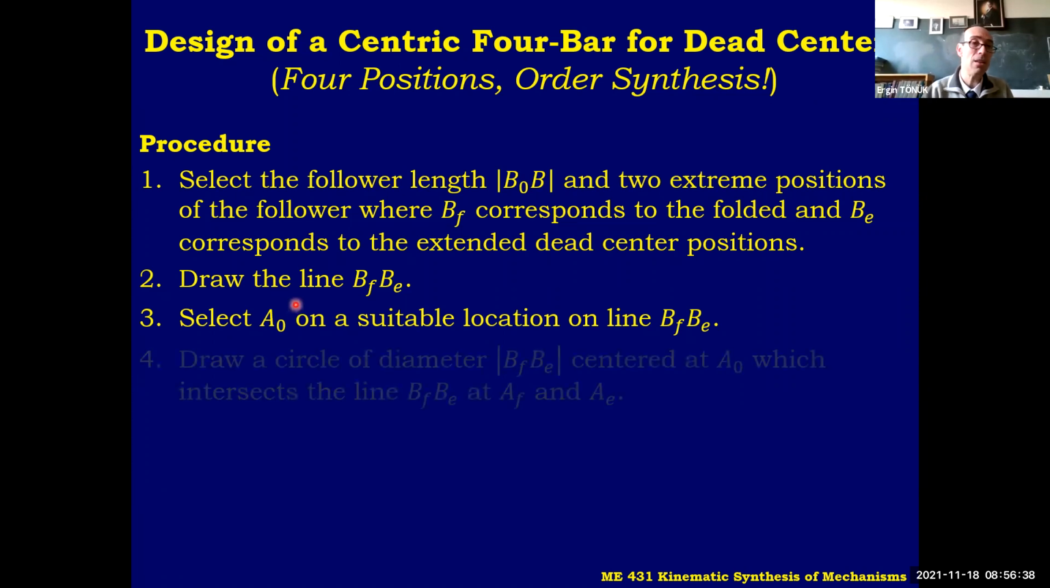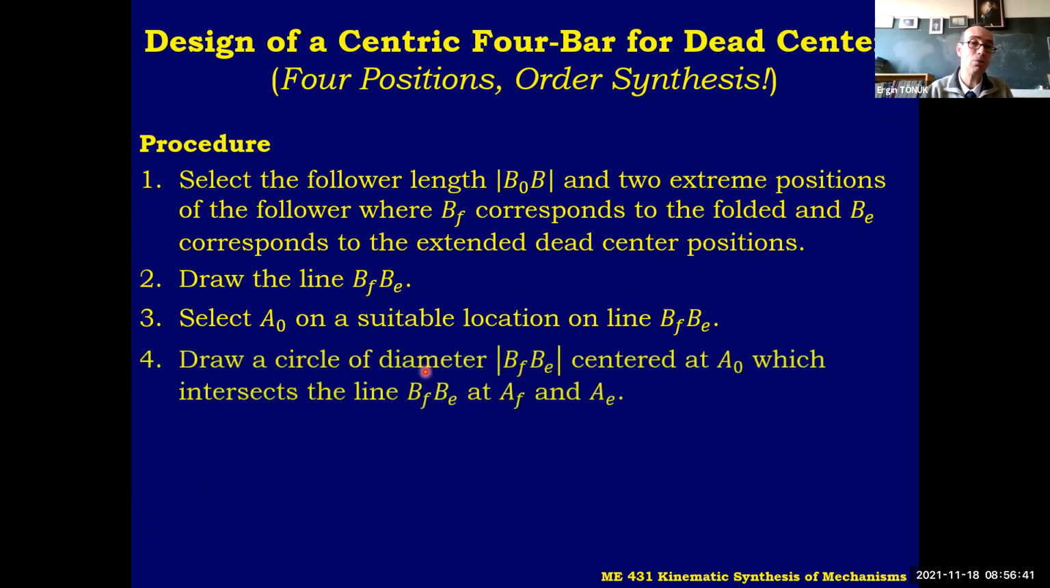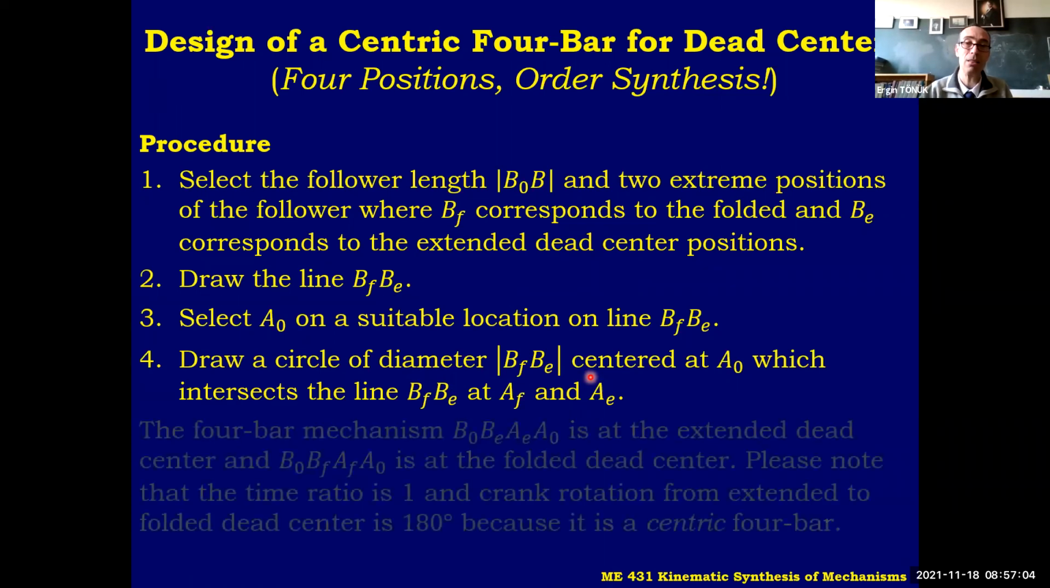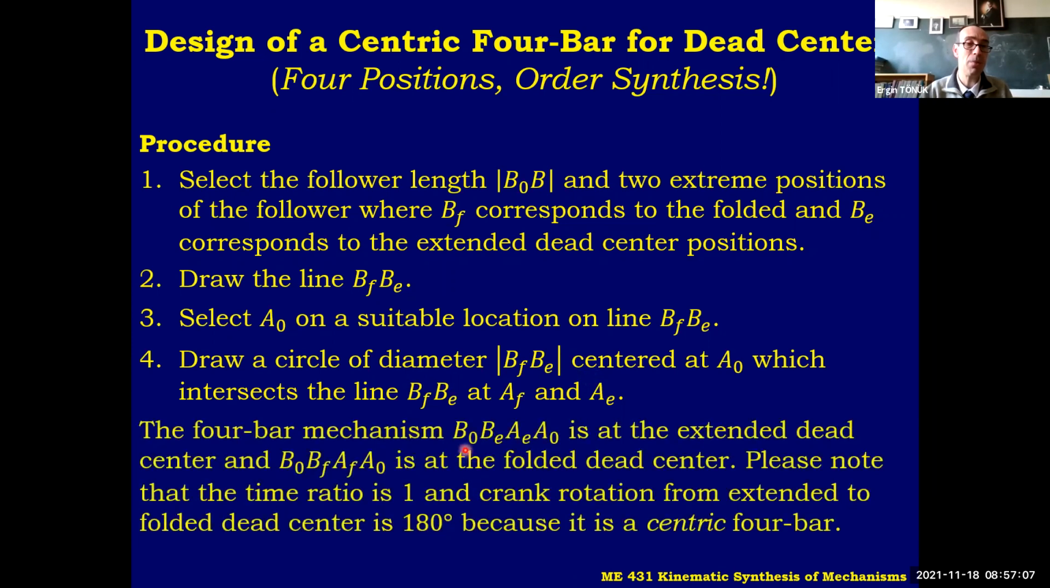arbitrary parameter. Then draw a circle whose diameter is distance BFBE, which is centered at A0, and the intersections through this line are the folded and the extended positions of the crank. So you have your centric crank rocker mechanism. So when it's B0, BE, AE, A0, the mechanism is at extended dead center.